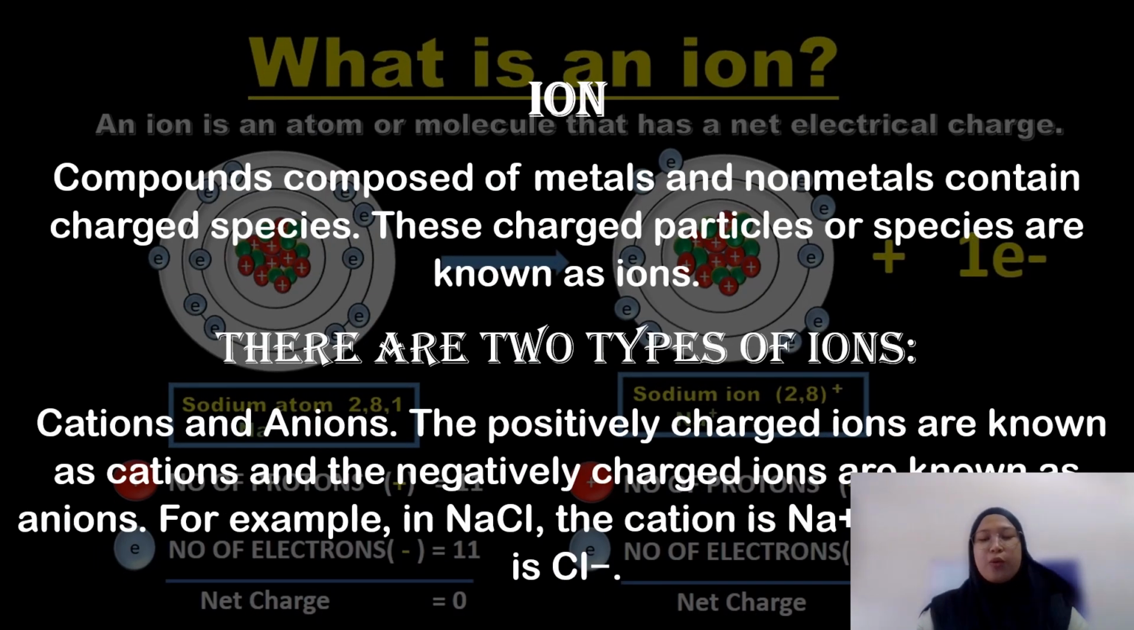Lastly, ion. What is ion? Ionic compounds composed of metals and non-metals contain charged species. These charged particles or species are known as ions. There are two types of ion, cation and anion. Cations are positively charged and anions are negatively charged. An example of an ionic compound is NaCl.